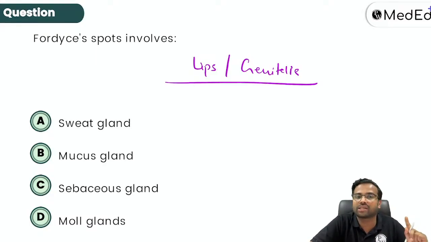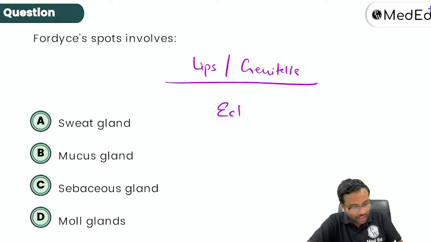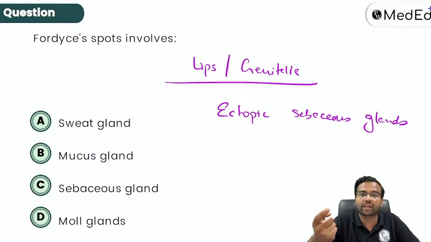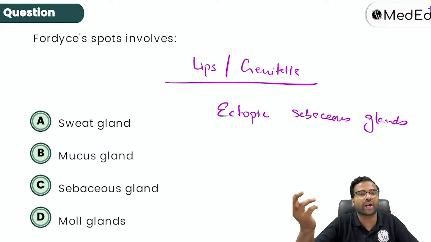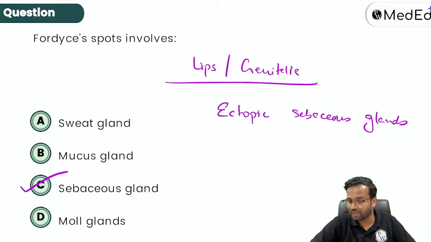So think, what is a Fordyce spot? Fordyce spots, these are ectopic sebaceous glands, because of which a patient can come to you with some whitish spots over the lips or some whitish spots over the genitalia. Correct? So this one is going to be sebaceous gland. So it's okay to make mistakes. It's all fine. But remember, Fordyce spots is not a disease, it's just a condition of ectopic sebaceous glands.